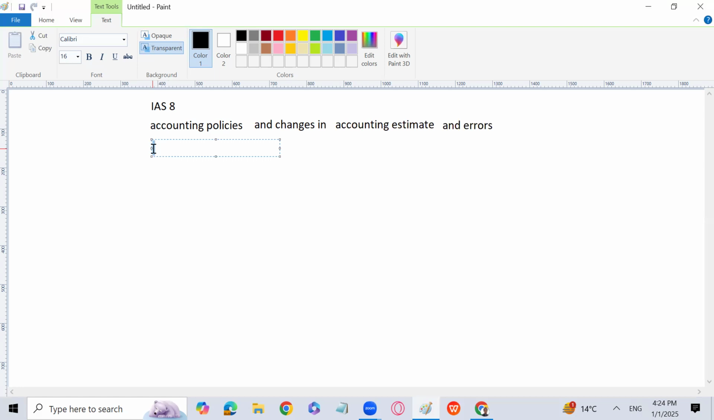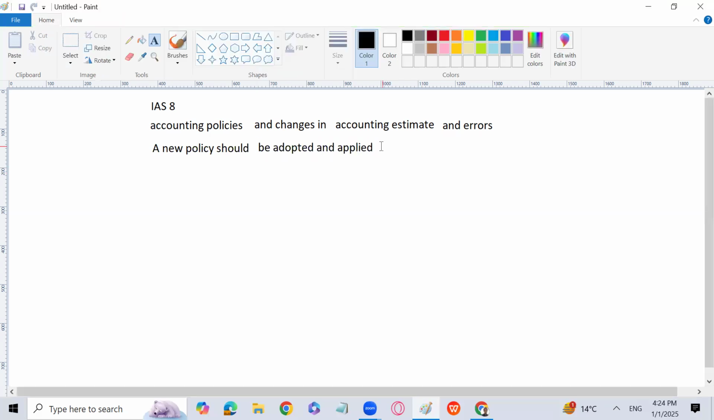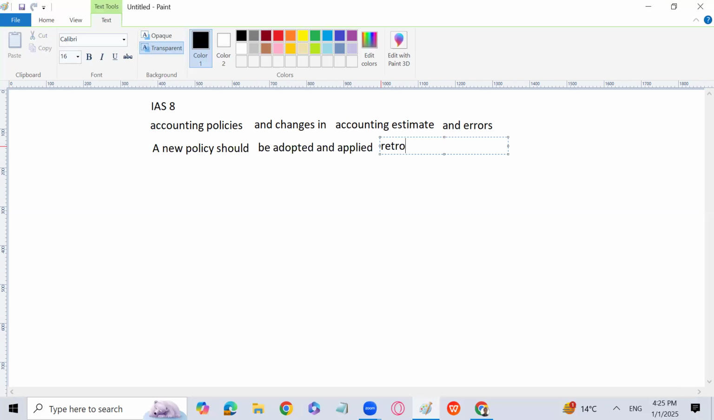It suggests that a new accounting policy should be adopted and applied retrospectively. What does it mean? I will give you the example and then you will be able to understand it more easily. Retrospectively and prospectively.